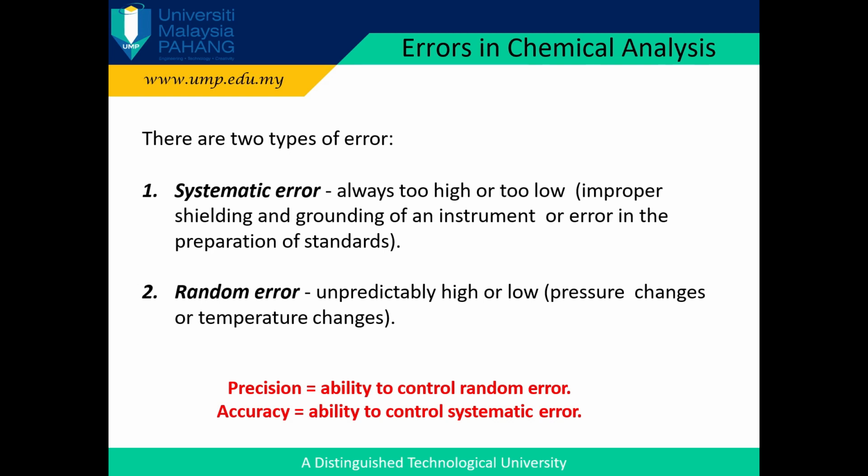For example, when the same person repeats the same observation, it is very likely that he may get different readings every time. If your measurement and readings are high in precision, you are able to control the random error. And if you have high accuracy, then you are able to control the systematic error.